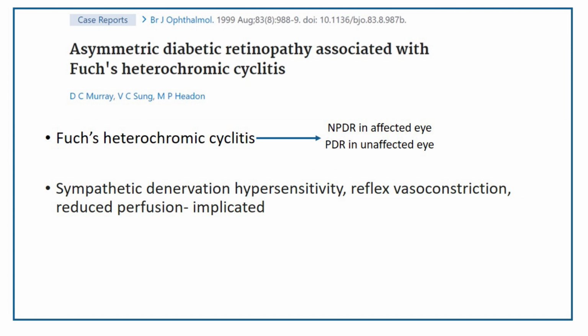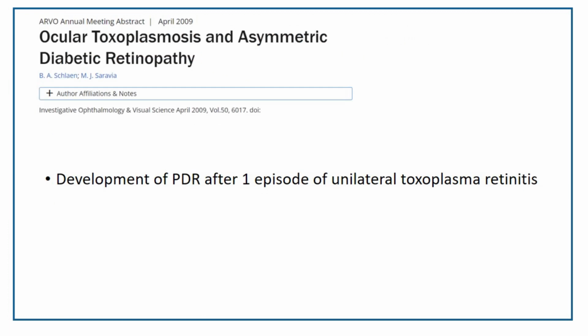Next, let's go to the second case study. This case is presented by Murray et al., which shows a case of Fuchs heterochromic iritis, which was followed up and showed non-proliferative diabetic retinopathy in the uveitis affected eye and proliferative diabetic retinopathy in the other eye. Here, sympathetic denervation hypersensitivity, reflex vasoconstriction, and reduced perfusion have been implicated. Coming to the third case, presented by Schlein et al., there was development of proliferative diabetic retinopathy after one episode of unilateral toxoplasma retinitis.